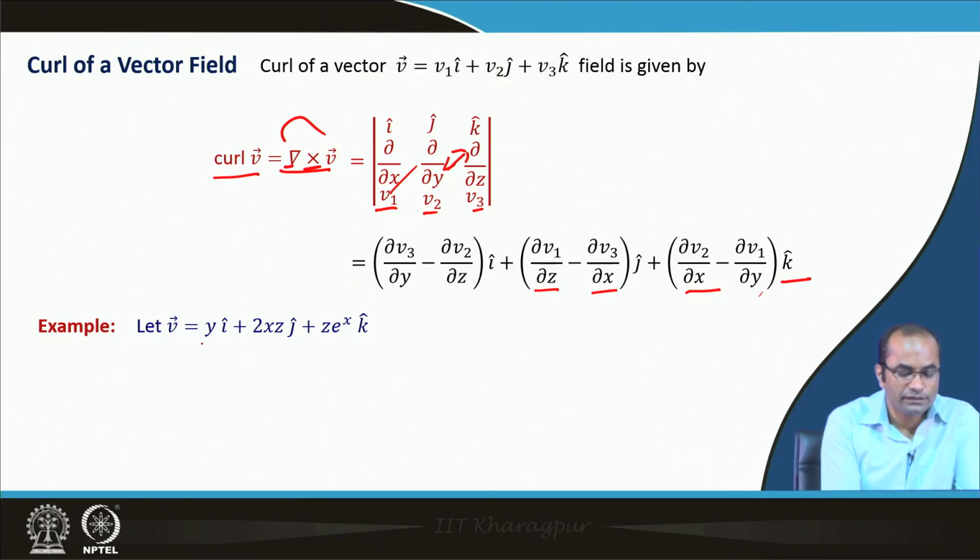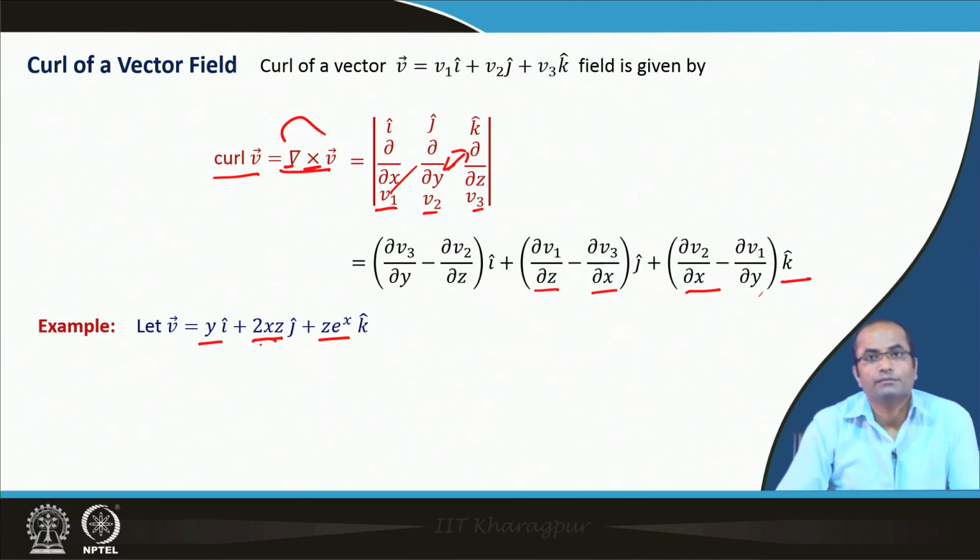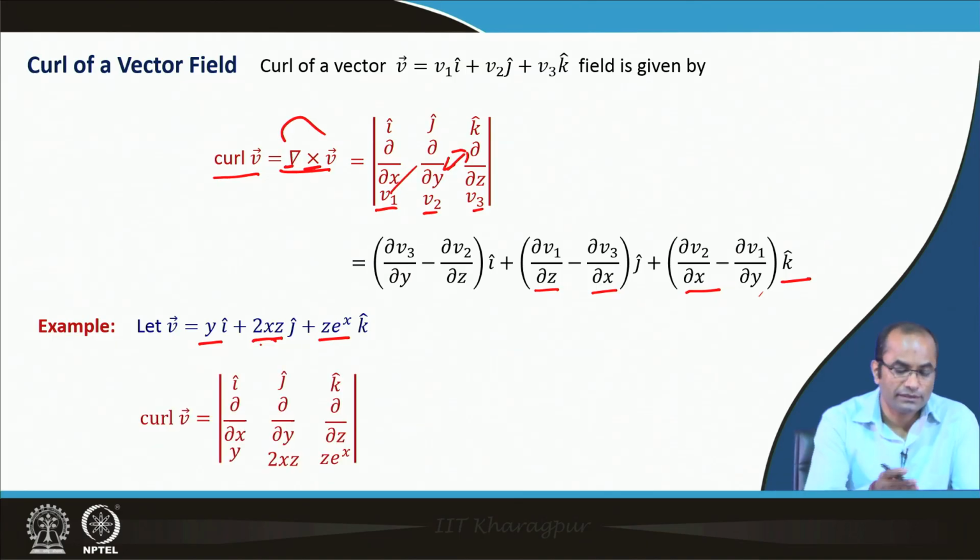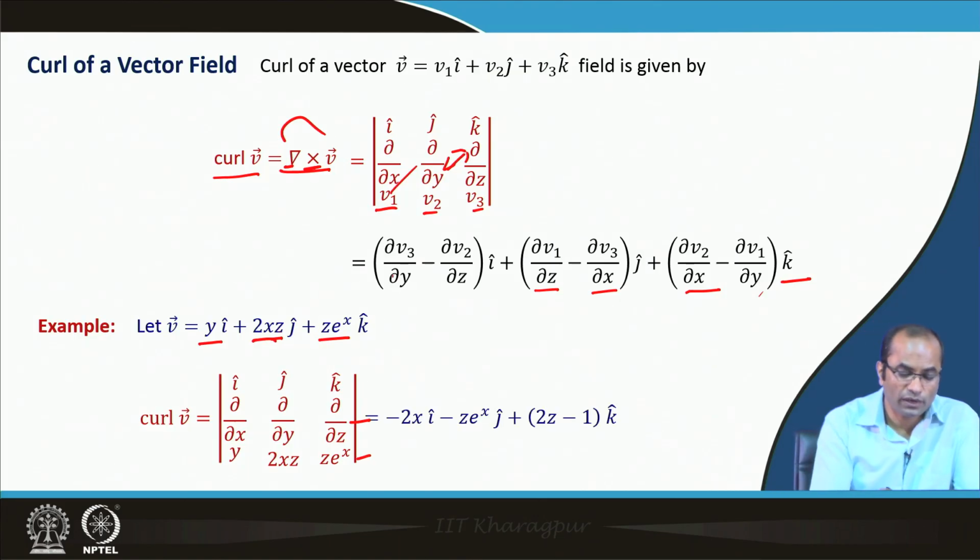If our vector field is given by y, 2xz and z e power x, in that case we can evaluate curl V with i, j, k. Again, these are the components of the del operator, and these are the components of the V vector. So we can compute this. For i we have del V3 over del y, so V1, V2, V3, this is V3 with respect to y, which is going to be 0, and V2 with respect to z.